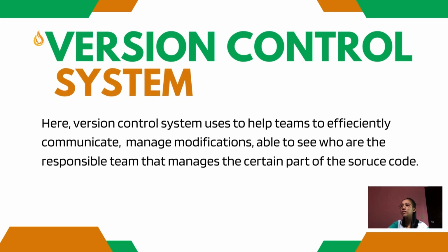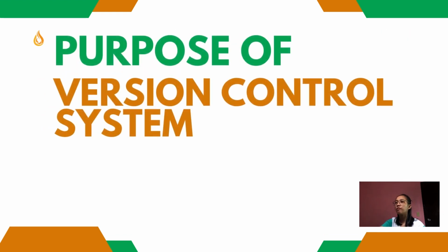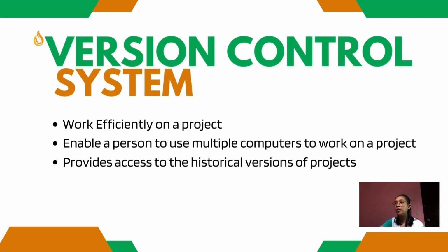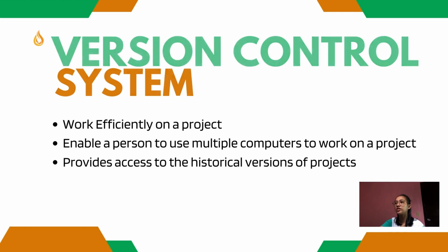Version control systems help teams to efficiently communicate, manage modifications, and see who is the responsible team that manages a certain part of the source code. It not only keeps code organized but also improves productivity. Purpose of a version control system: it can work efficiently on a project, enable a person to use multiple computers to work on a project, and provide access to the historical versions of projects.